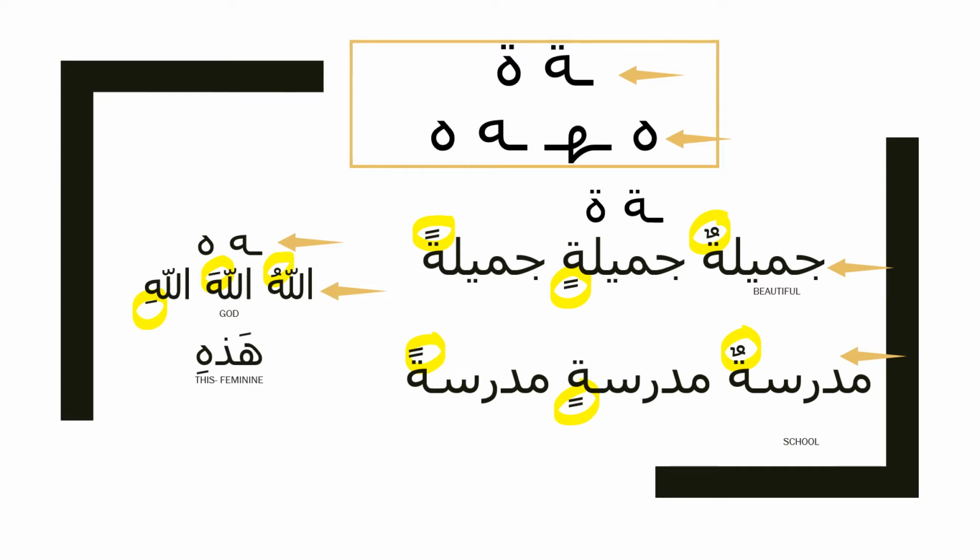Let's do another example. هذه, هذه. وجهون. So you can add tanween or you can add dhamma or fatha or kasra and pronounce. If you hear ta sound, that means Ta Marbuta. If you didn't hear ta sound, that means ha.